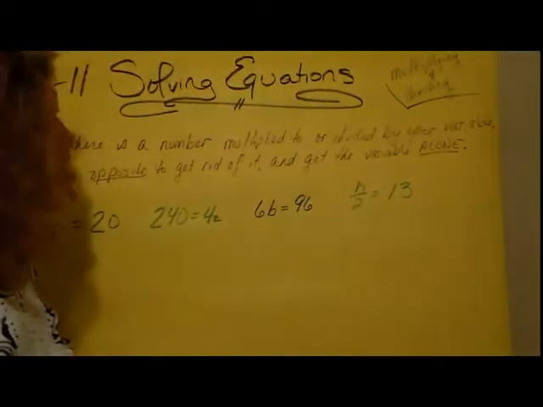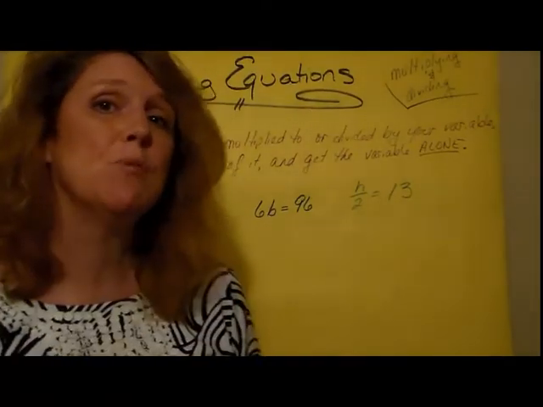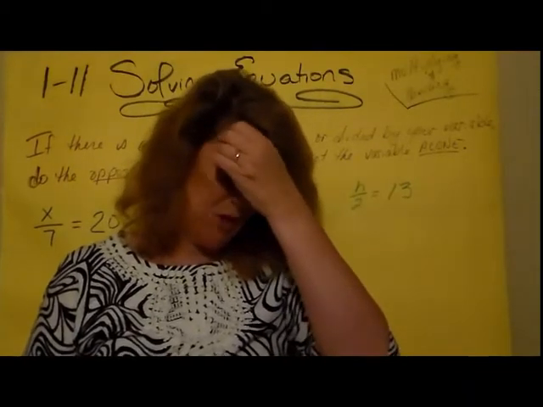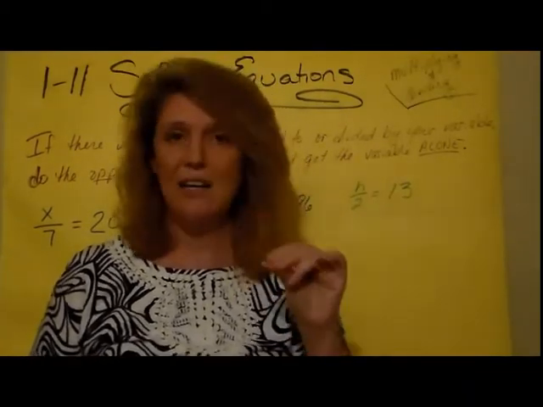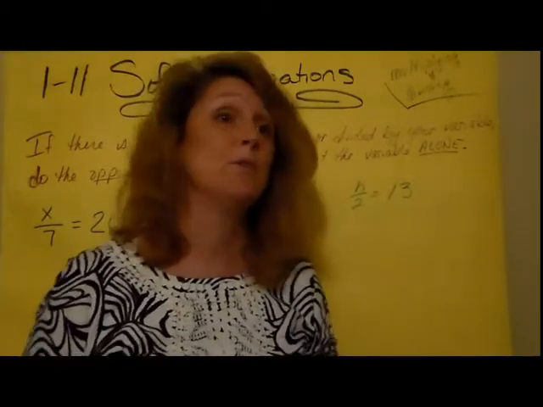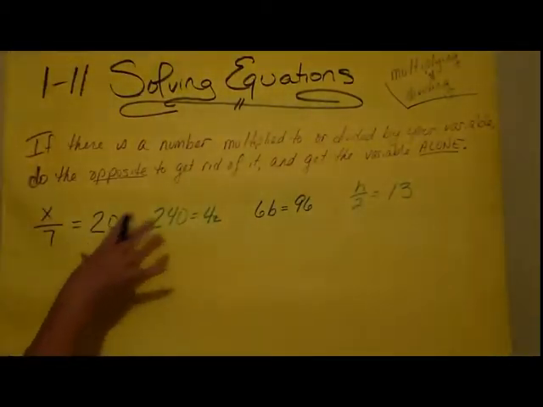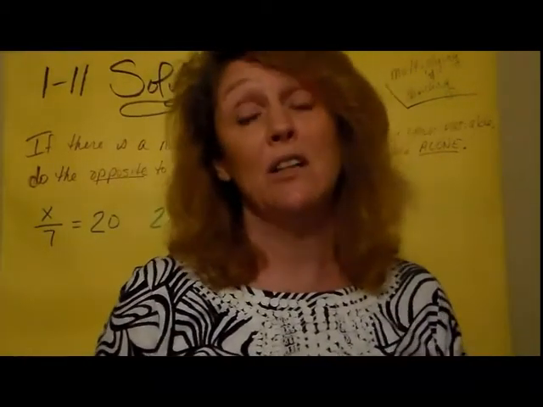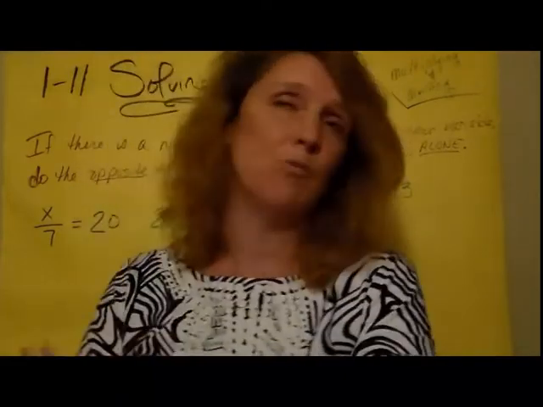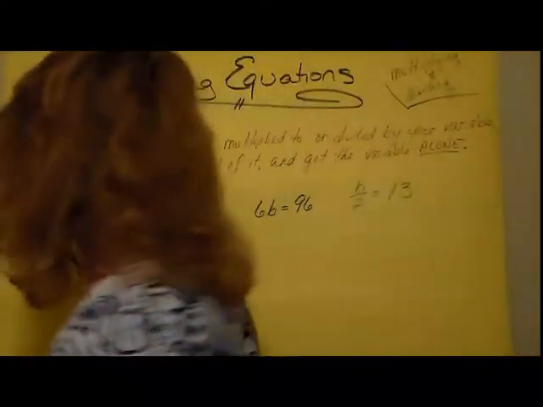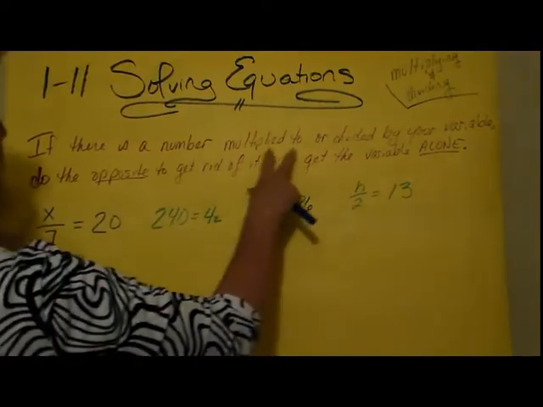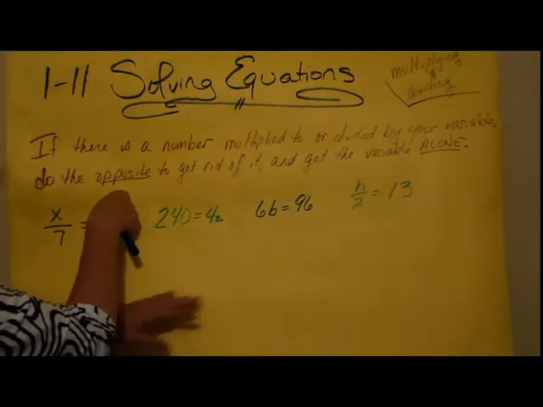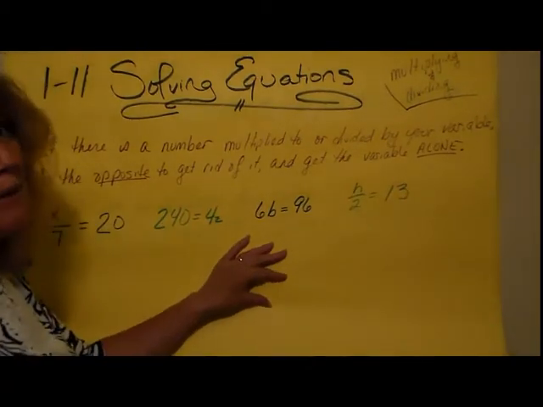Our last section of the chapter. We are solving equations today using multiplication and division. Last time when we talked, you had a number either added to or subtracted from your variable. Today we've got them either multiplied with or divided by your variable. So we need to know what that looks like and how to deal with it, remembering that we just do the opposite. If there's a number multiplied to or divided by your variable, you're going to do the opposite to get rid of it and get the variable all by itself.